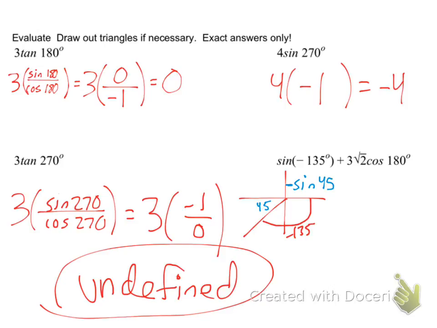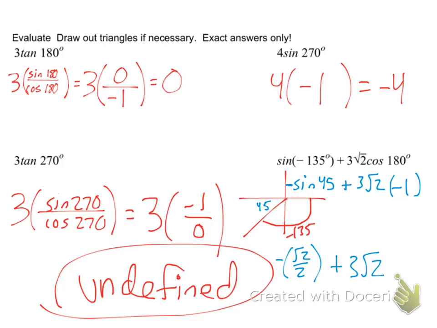With no calculators, you go to the unit circle, and you can say, hey, sine of 45 is square root of 2 over 2. That's only half of it here. We now have to do plus 3 square root 2 times cosine of 180. Oh, that's just -1. So then it's plus 3 square root 2.